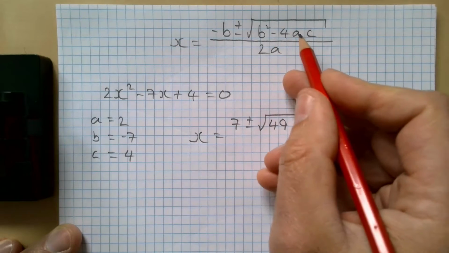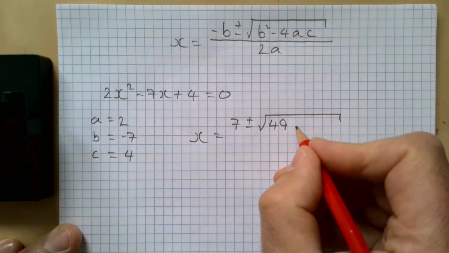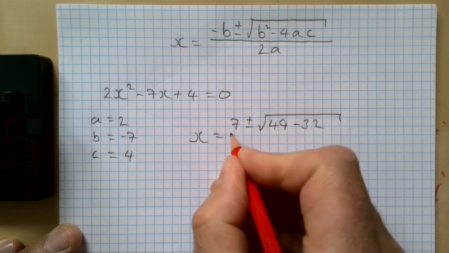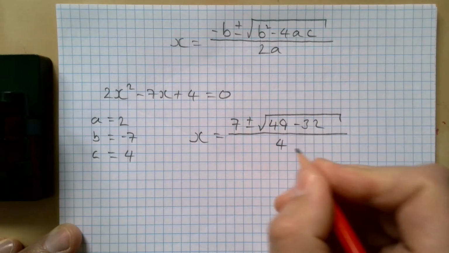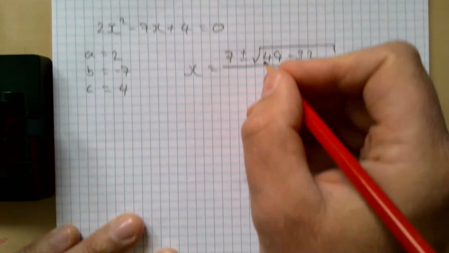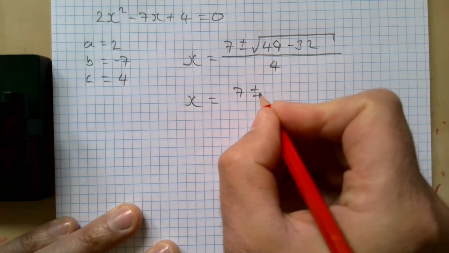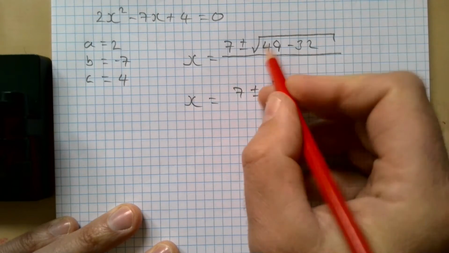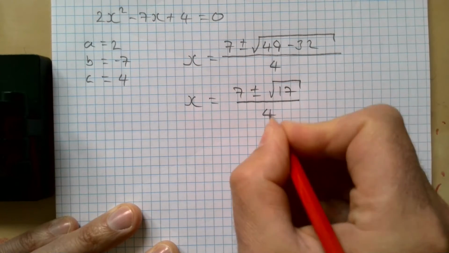Take away 4 times a times c. So a times c is 8. 4 times 8 then is 32. So it's take away 32, all over 2a, and so that's going to give me 4. That gives me then x is 7 plus or minus the square root of 49 take away 32, which gives me 17, all over 4.